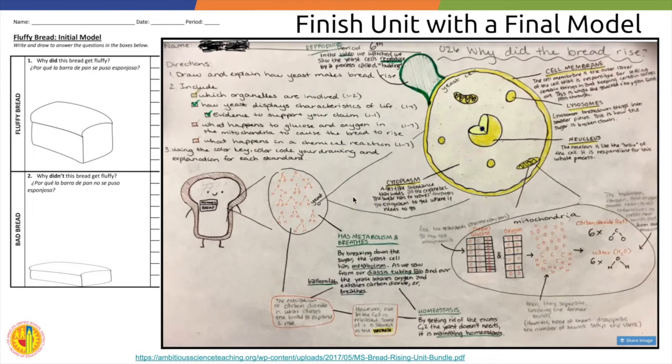And central to this, up here, are directions given by the teacher, but these directions include that students can draw and explain how yeast makes the bread. Now, there's a lot of student choice in how they do this. But there are some must-haves, and the must-haves are listed here. And ideally, the must-haves are something that students work on together to come up with.